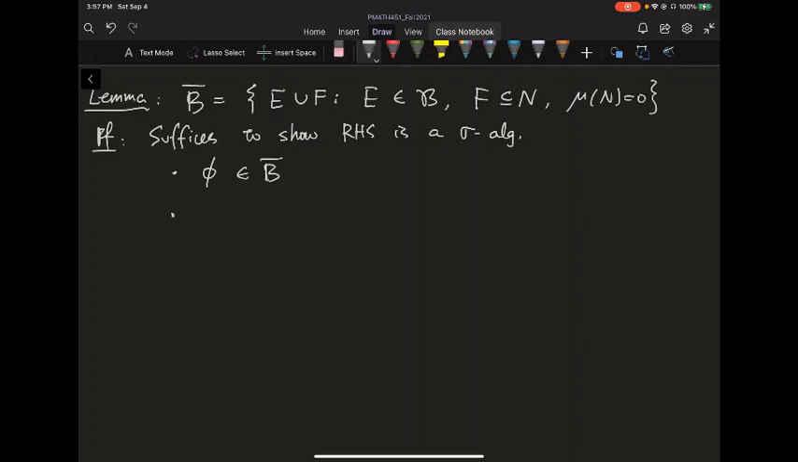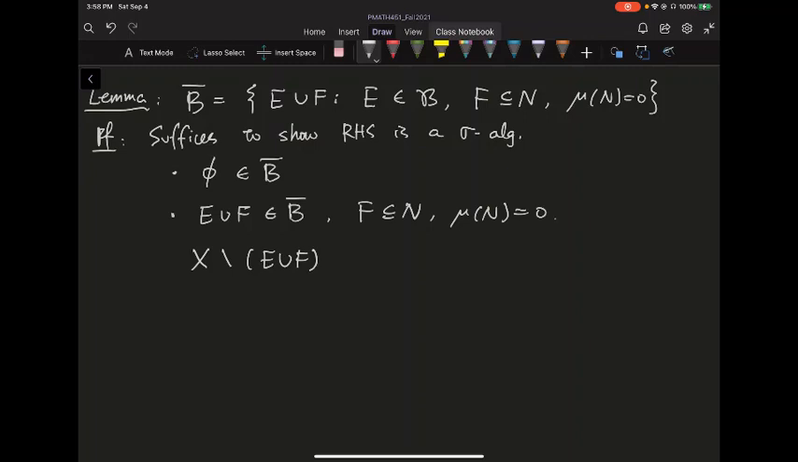All right. So now let's show that it's closed under taking complement. Suppose I have an E union F that's contained in B bar, a typical element, where F is contained in some N where mu of this N is going to be 0. So let's consider its complement.